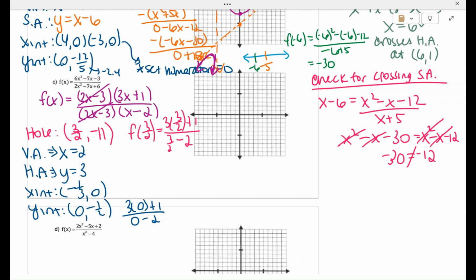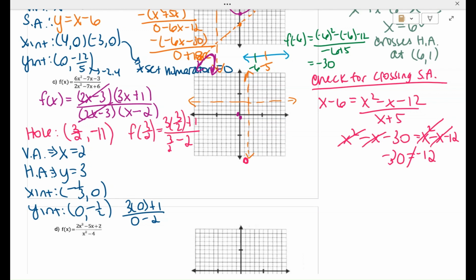So let's take a look. Vertical asymptote at x equals 2. Horizontal asymptote at y equals 3. And we'll graph our points. We have negative 1/3 comma 0, and 0 comma negative 1/2, and those points are very close together. And the hole, let's graph that as well. That was at 1.5, negative 11, slightly off the graph here. And when you graph the hole, just make an open circle. That's what it looks like.